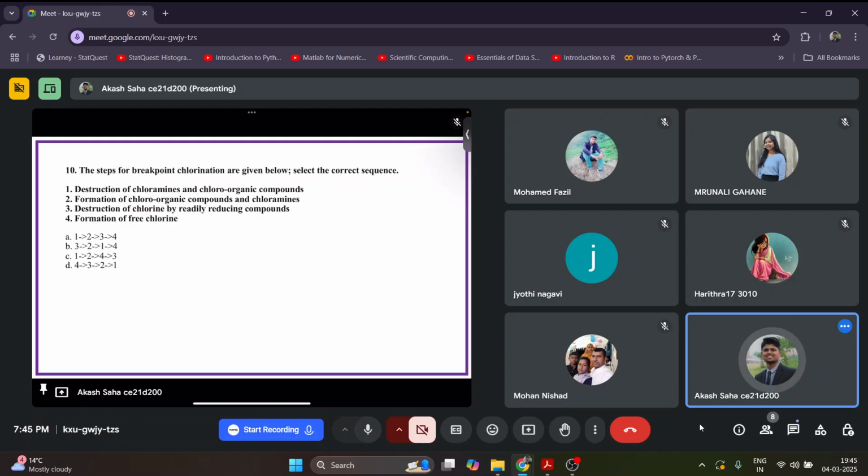So now the steps for breakpoint chlorination are given below. You have to find out the correct sequence. Okay, so destruction of chloramine and chloroorganic compounds, formation of chloroorganic compounds and chloramines, destruction of chlorine by readily reducing compounds, and then formation of free chlorine. So we have different steps of this breakpoint chlorination, and you have to arrange them in sequence.